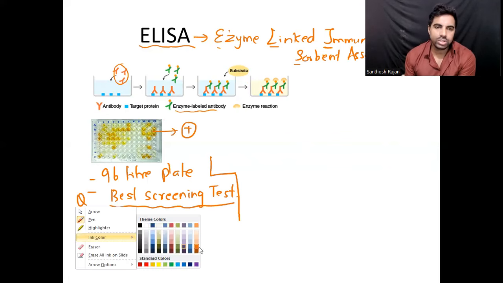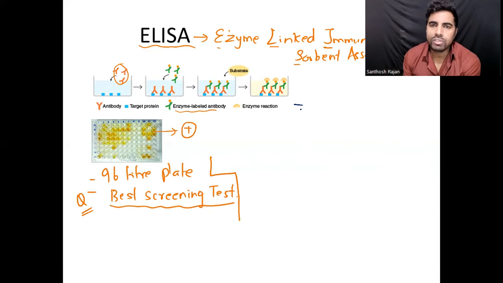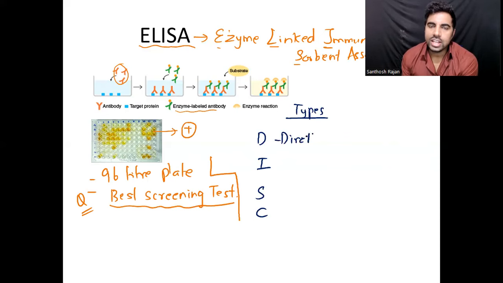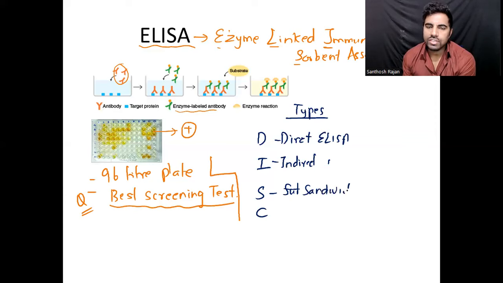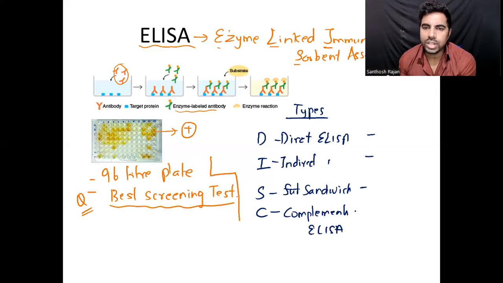ELISA types, this question was not asked, but I just want to tell you, they can ask. Types of ELISA: first of all, we have direct, and the shortcut is D-I-S-C, DISC. D for direct ELISA, I for indirect ELISA, S for sandwich, and C for complementary ELISA. So direct, indirect, sandwich, complementary ELISA.